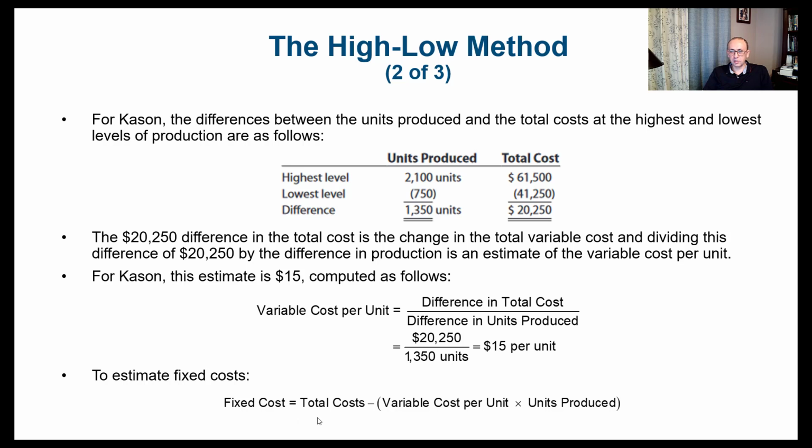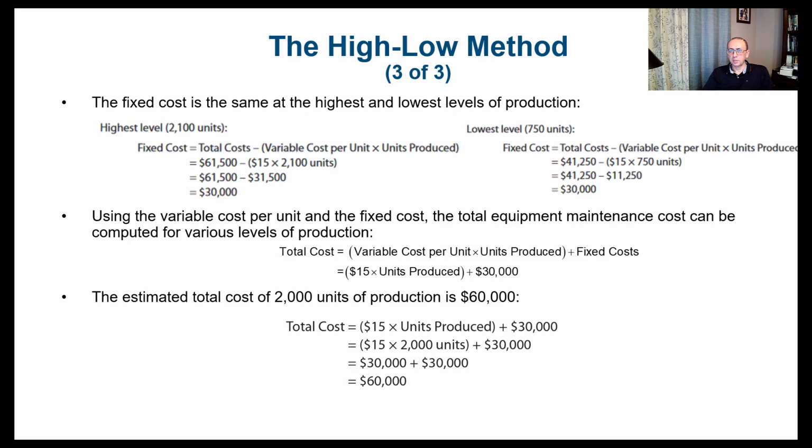The fixed cost is equal to total cost minus the variable cost per unit multiplied by the units produced. We can use any of the high or low numbers, but we cannot use the numbers in between. So if we decided to go with the high level, the 2,100 units, the total cost minus the variable cost per unit multiplied by units produced would give us the amount of fixed cost.